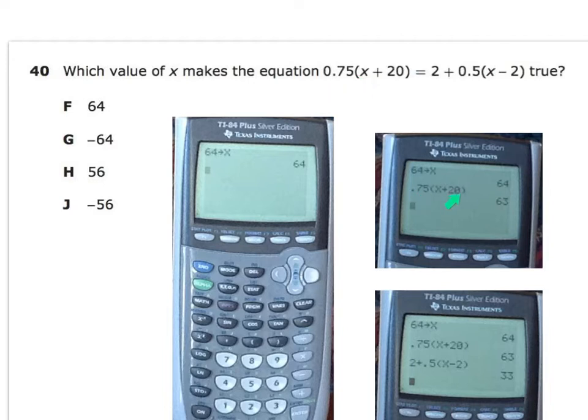So I type it in, I press enter, and it says the first side of my equation has a value of 63. Then I type in the second side of my equation and press enter, and it gives me a value of 33. So what I know is 64 is not the correct answer. I can go ahead and cross that out, and we'll move on to the other answer choices.